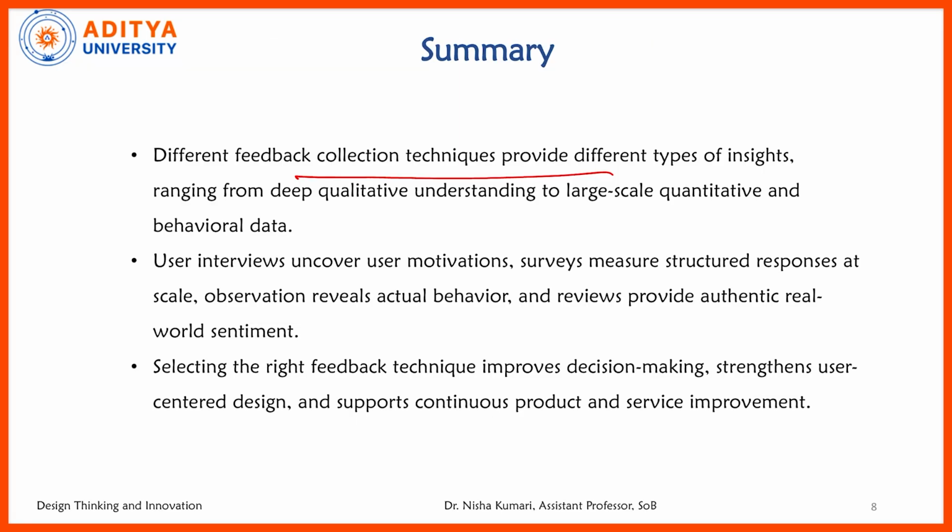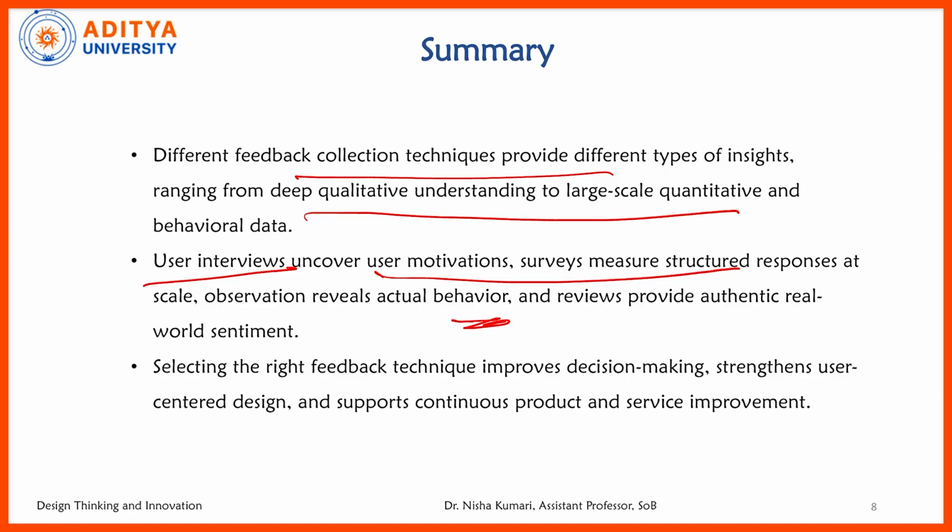By collecting feedback from consumers, we have different kinds of techniques. We discussed these four major techniques, and from them we get qualitative as well as quantitative data based on our needs. If we want to understand why the user is behaving in a certain way, we go with the qualitative one. If we need to know how many are feeling the same way, we need quantitative data, so we go with surveys and questionnaires. So user interviews uncover motivations, surveys measure structured responses at scale, and observation reveals the actual behavior of the users. Thank you.